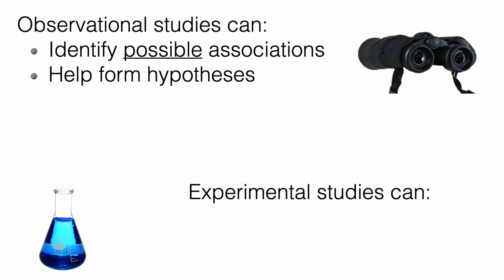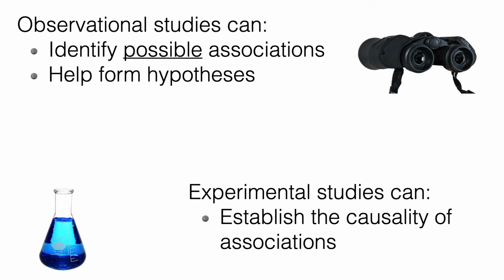Experimental studies are useful for identifying the causal nature or not of specific associations. So does A cause B or B cause A? They can test if smoking causes lung cancer, and they can therefore test hypotheses to see how accurate they are.